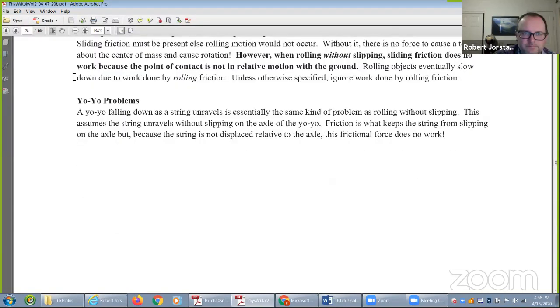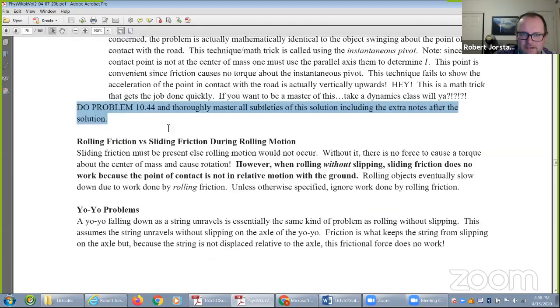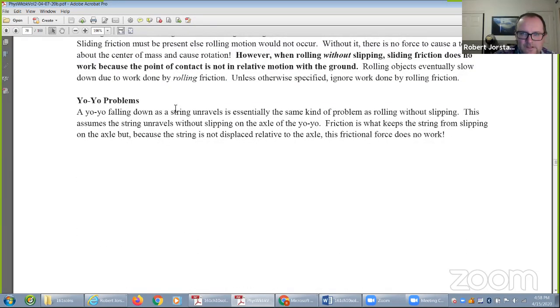All right. So we're going to go to 10.59. Looks like this is outdated now. I need to fix that up. This should say 10.59.